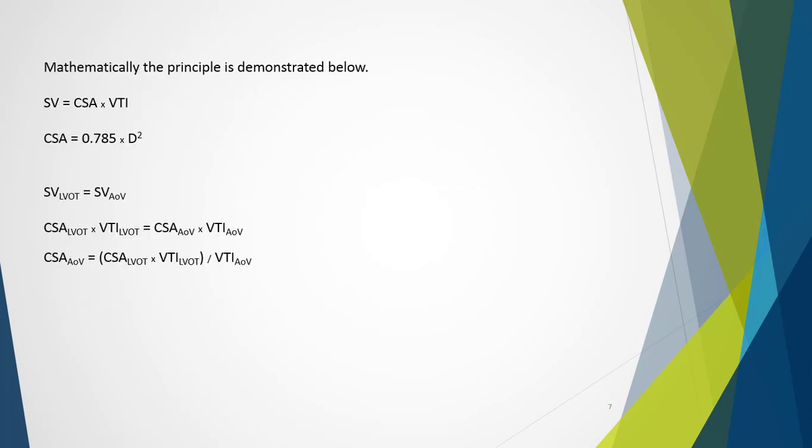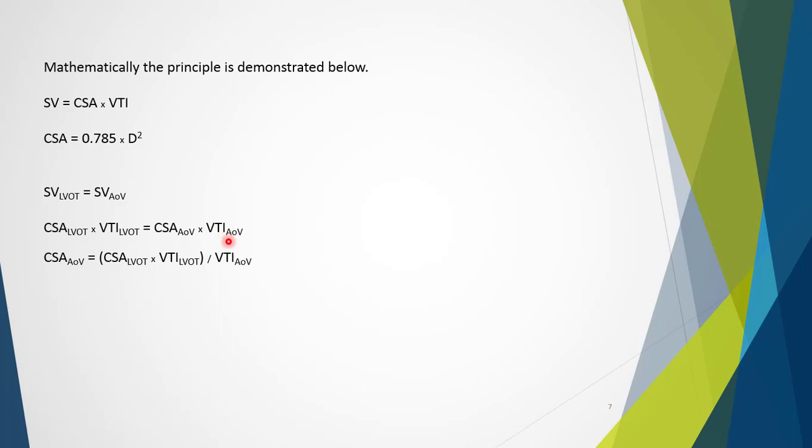Mathematically, the principle is demonstrated here. We know stroke volume is equal to the cross-sectional area times velocity time integral. We know that the cross-sectional area can be further broken down to 0.78 times the diameter squared. So we say what goes in must go out. The stroke volume through the left ventricular outflow tract must equal the stroke volume through the aortic valve. And expanding both sides, we get this.